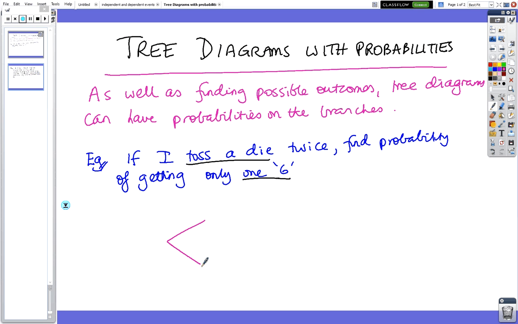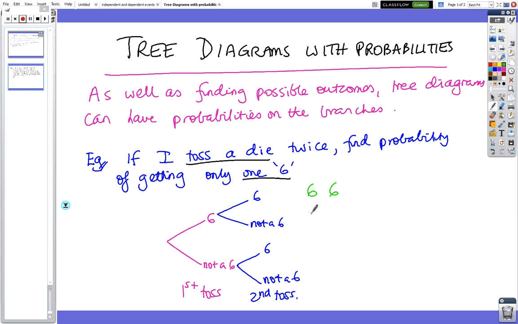So there's only two things that are happening. It's a 6 or it's not a 6. Okay, that's the first toss. And on the second toss, it's either a 6 or it's not a 6, or it's a 6 or it's not a 6. And that's the second toss. Okay, now the branches would be 6 and a 6, 6, not a 6, not a 6, and a 6, and 2 nots. Okay, so they're the outcomes.